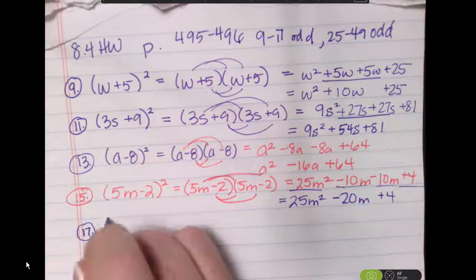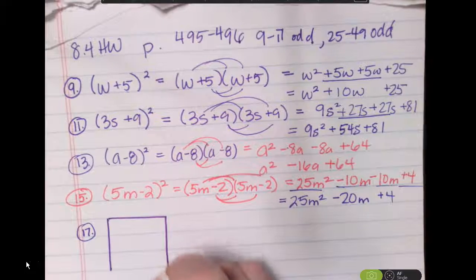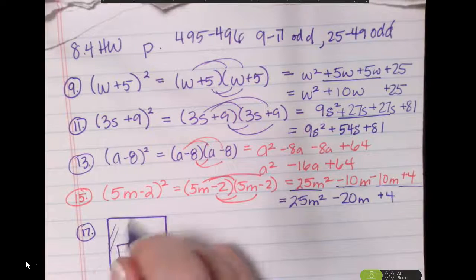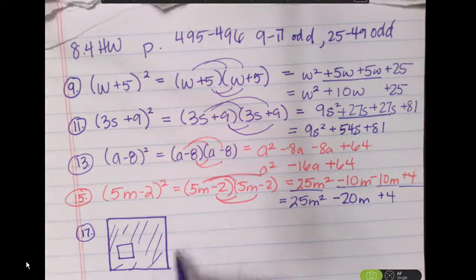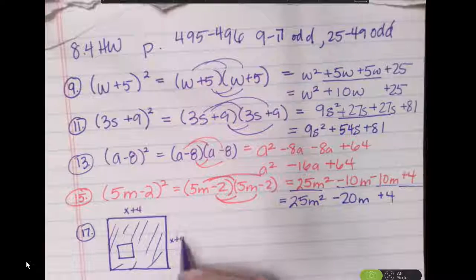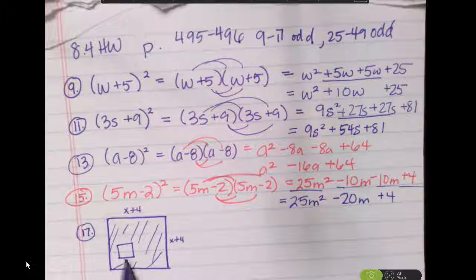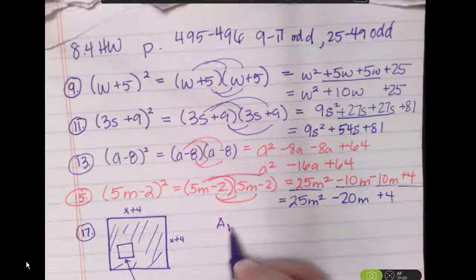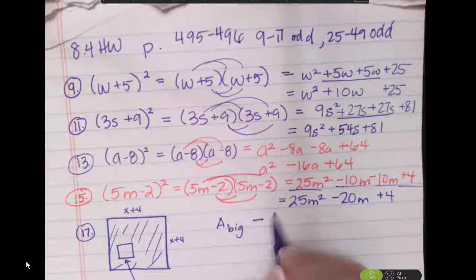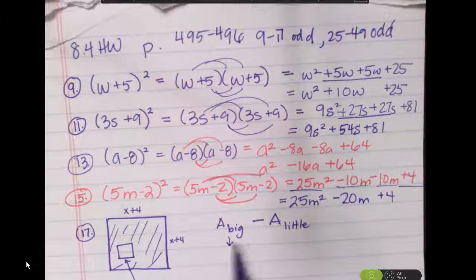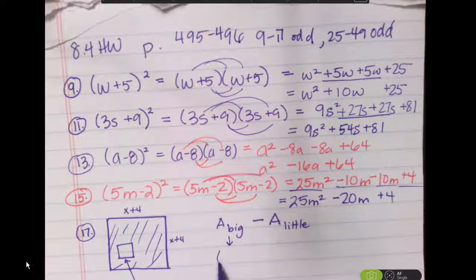So in number 17, I'm going to draw this picture. We've got a shaded region, so there's a little box that's kind of a cutout, and then the rest is shaded. So basically, I'm going to write in words what I'm going to do first. And here I've got an x plus 4, and these are x minus 1. So I'm going to find the area of the big square, and I'm going to subtract out the area of the little square. So an expression for the area of the big square is side times side because it's a square.